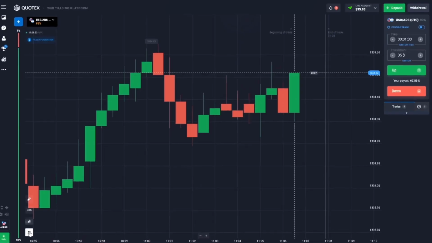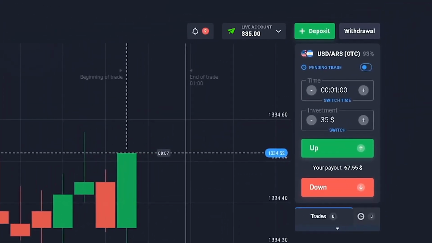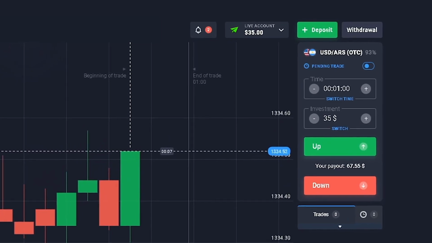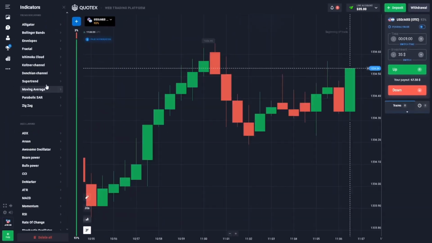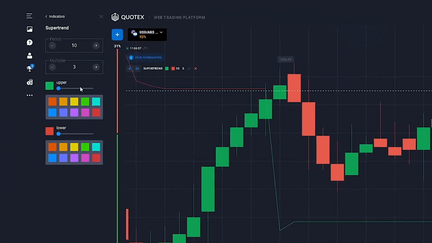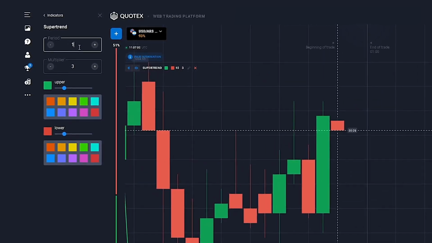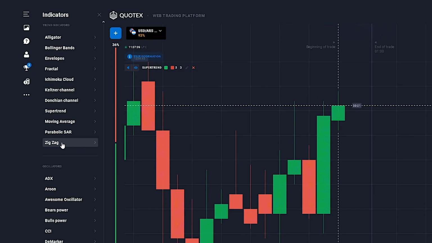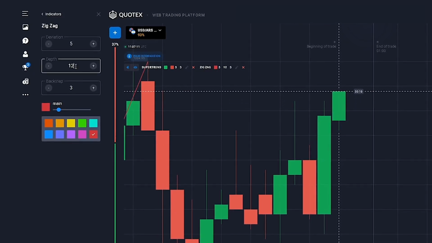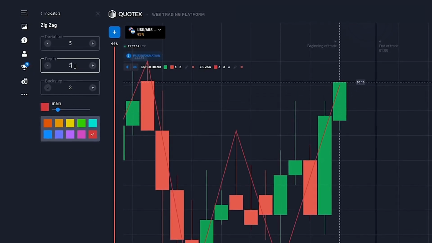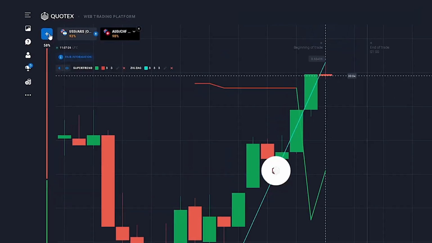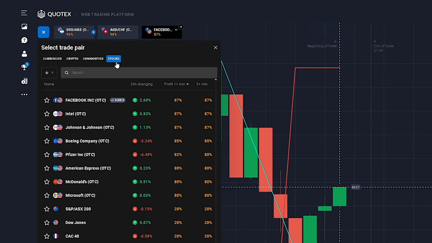So, I have my platform set to standard settings. Okay, here we have 35. Trade time frame 1 minute. Today's indicators are super trend and zigzag. We will make the super trend line thicker and set the period to 5. For zigzag, we will change the depth parameter to 5 and set the line color to light green. Assets I'll be trading: 2 currency pairs and 2 stocks. Great! Now we are all set.